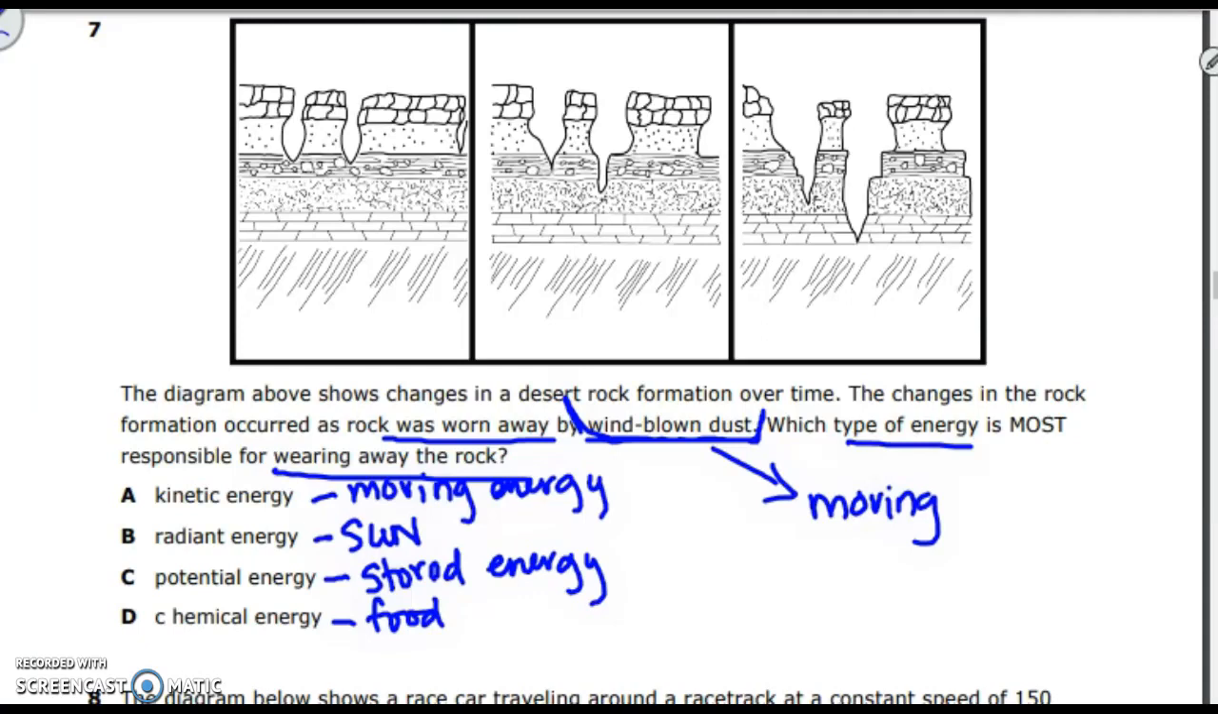Number 7, the diagram shows changes in a desert rock formation over time. The changes in the rock formation occurred as rock was worn away by wind-blown dust. This is important. What type of energy is most responsible for wearing away the rock? Well, kinetic energy we know is moving energy. Radiant is from the sun. Potential energy is stored energy, and chemical energy is food. So wind is moving. So therefore, the correct answer is going to be kinetic energy.